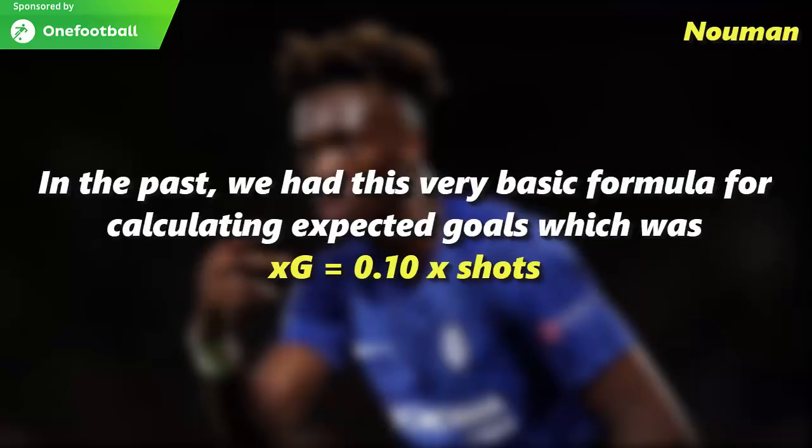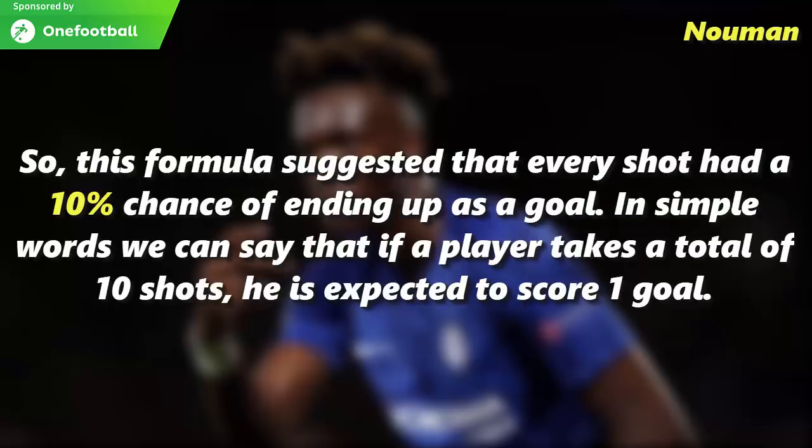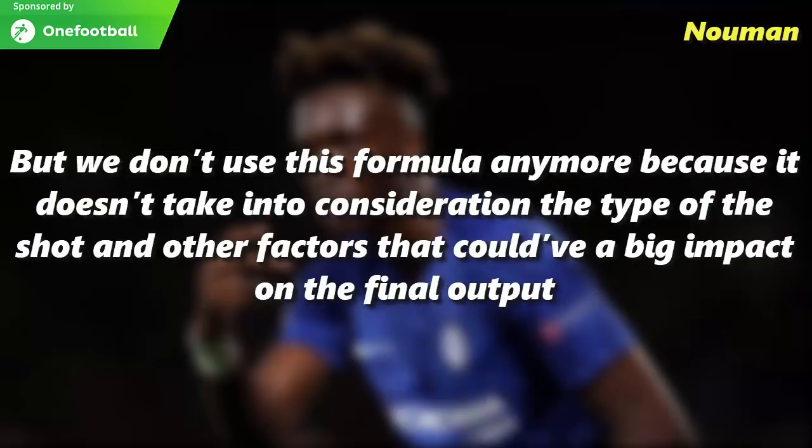In the past, we had a very basic formula for calculating expected goals, and the formula was XG is equal to 0.10 times the total number of shots. So this formula suggested that every shot had a 10% chance of ending up as a goal. In simple words, if a player takes a total of 10 shots, he is expected to score 1 goal. But we don't use this formula anymore because it doesn't take into consideration the type of the shot and other factors that could have a big impact on the final output.